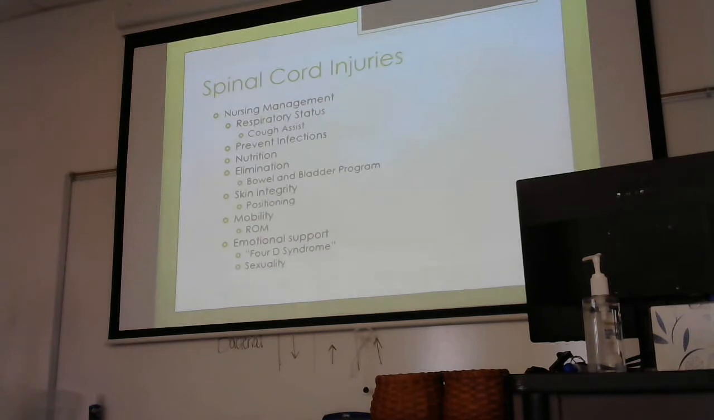Why do you think they end up in divorce? Spouse can't take it. Because they're mad as hell and they take it out on the closest person to them, or the only person that's coming in the room to take care of them, and that's usually a significant other.